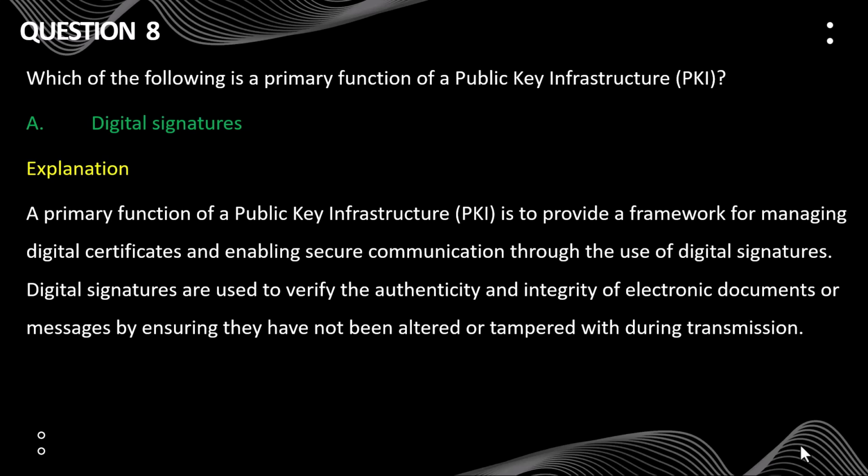A primary function of the public key infrastructure is to provide a framework for managing digital certificates and ensuring secure communication through the use of digital signatures. These digital signatures are used to verify the authenticity and integrity of electronic documents or messages by ensuring that they have not been tampered with during transmission.